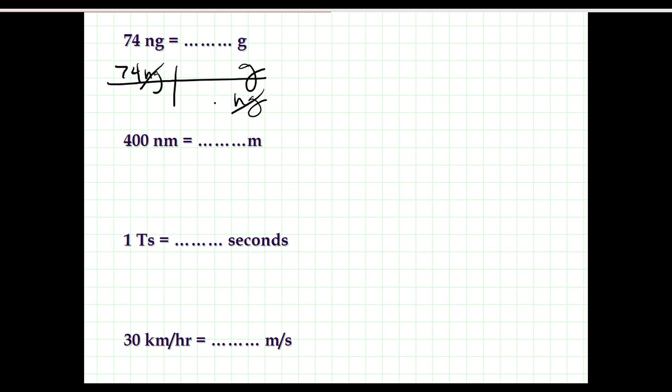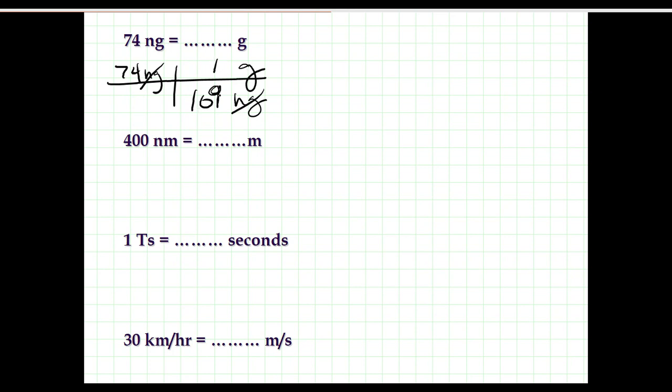I need some numbers in here. What do I know about nanograms and grams? I happen to know that there are 10 to the 9, or 1 billion, nanograms in 1 gram.